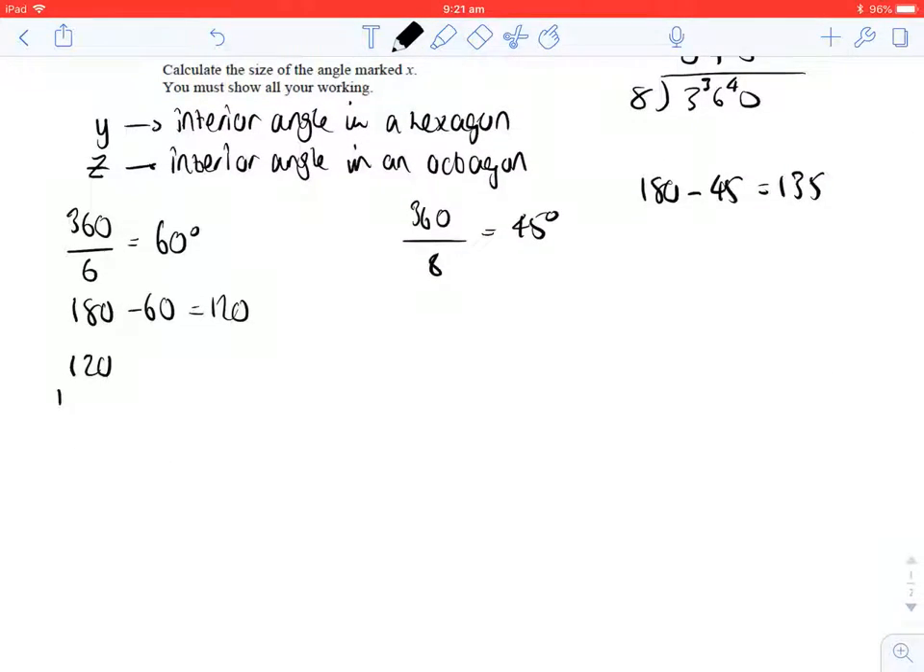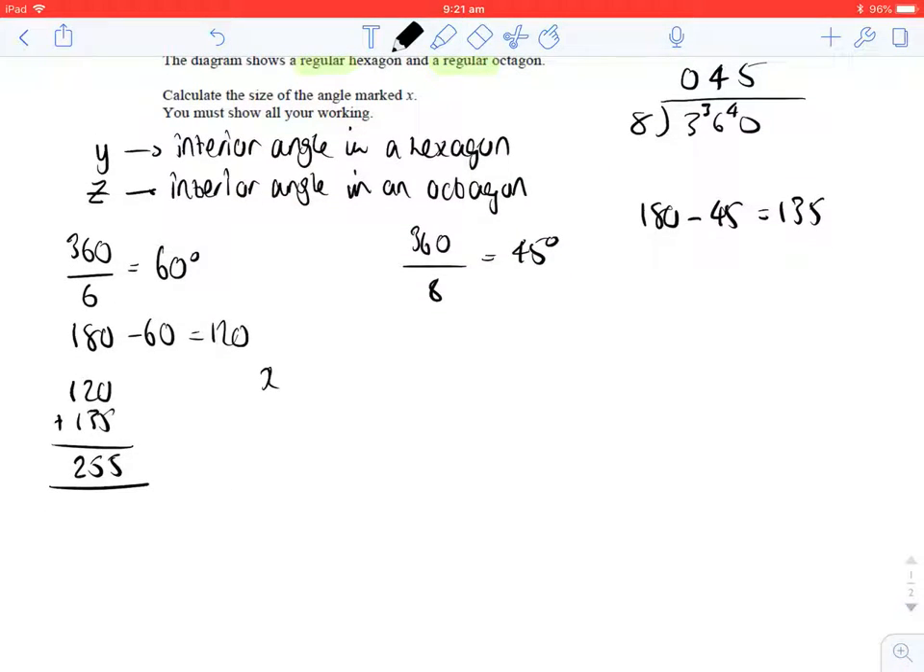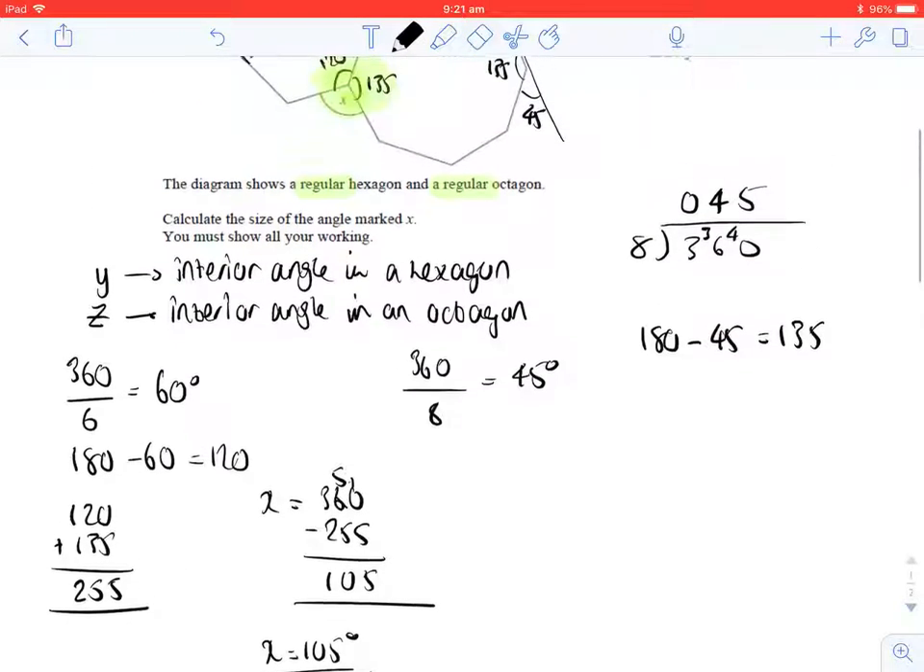So 120 add 135 degrees is going to be 255 degrees. And so to find the missing angle X, X is going to be 360 degrees take away 255 degrees. So it's going to give us 105 degrees. That is our solution.